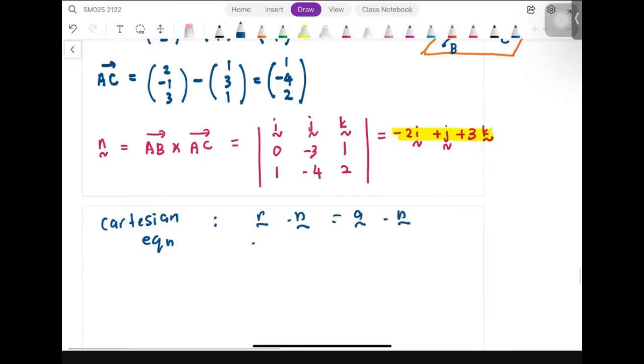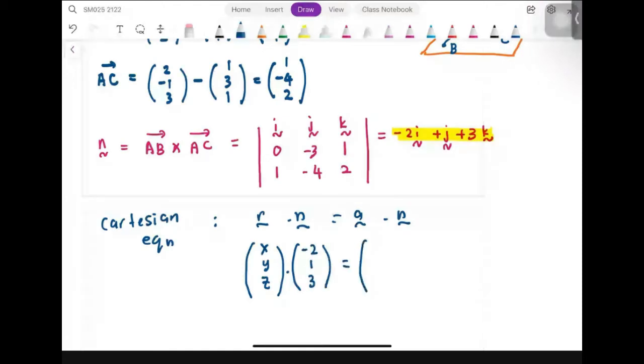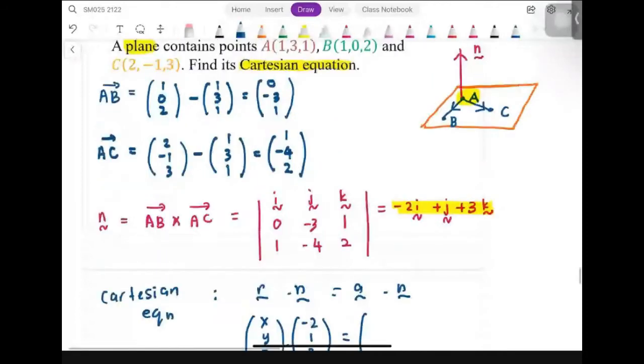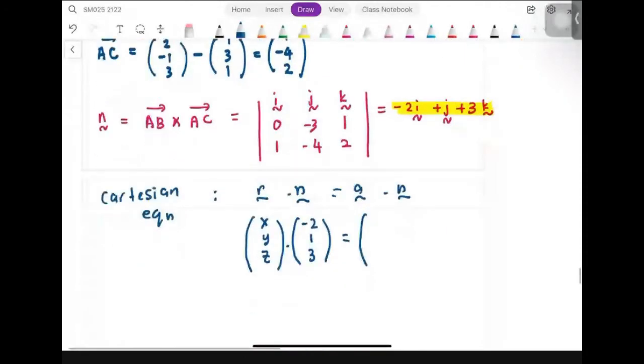So remember, r must be in the form of x, y, z. The normal vector is our answer, so negative 2, 1, 3 equal to a. A is the coordinate for A, because we found the normal at point A earlier. The point A above is the one I drew with the normal. So the position vector would be the coordinate for A, 1, 3, 1, dot with once again our normal vector.